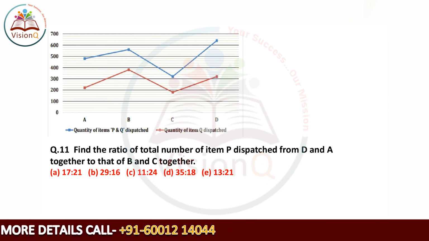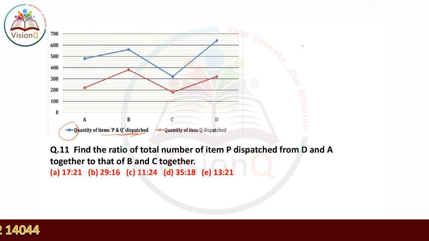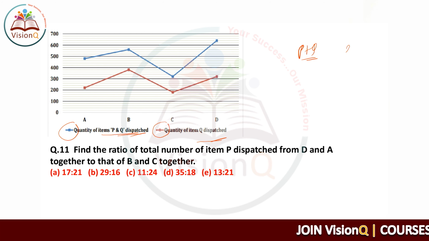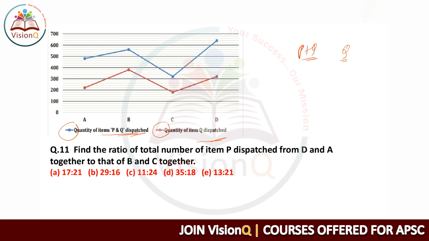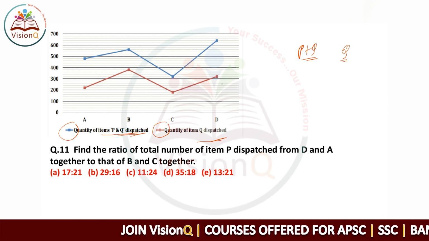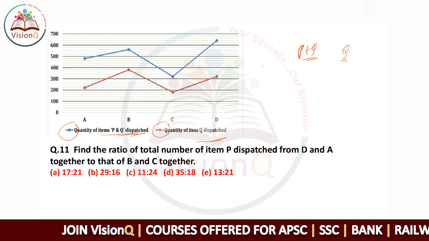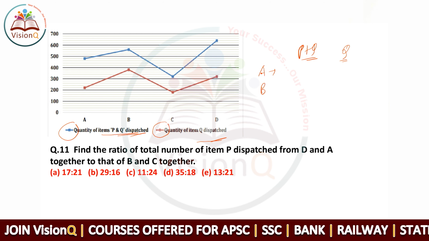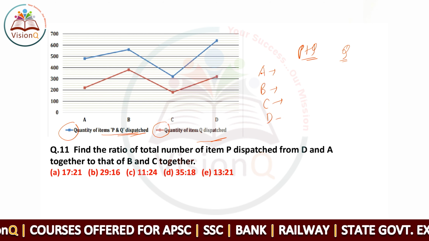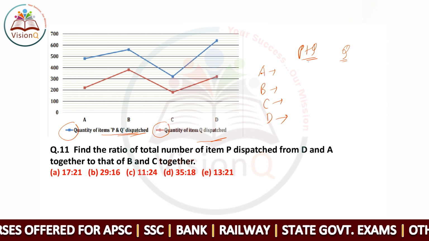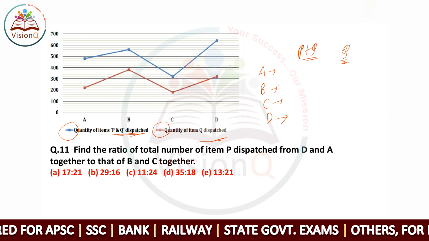So this is a line graph where it is given about two information. The blue line indicates the quantities of items P and Q dispatched, that means P plus Q in total. And the second red line represents the quantities of item Q dispatched, only Q. The question is possible to be solved directly from this line, but to find the answer in an easy manner, let me write down the values first. So it is about four warehouses, warehouse A, B, C and D. I have to find out the values of P plus Q and Q from this line graph.